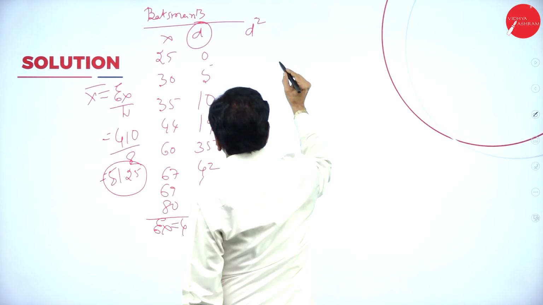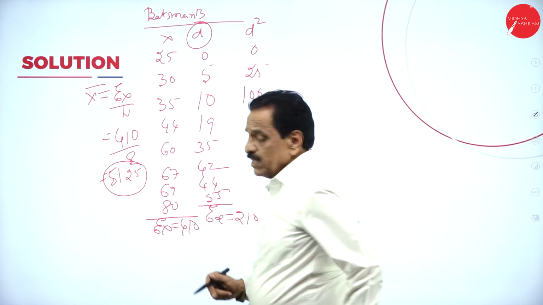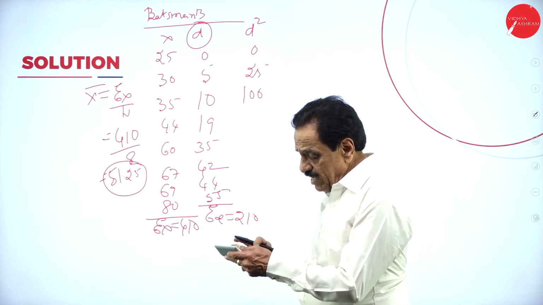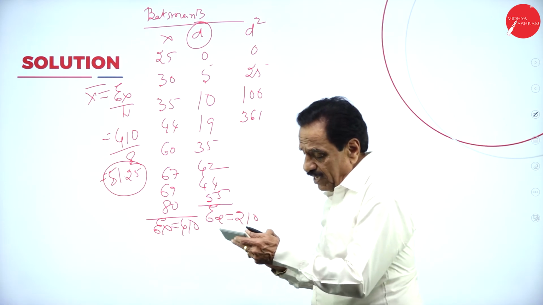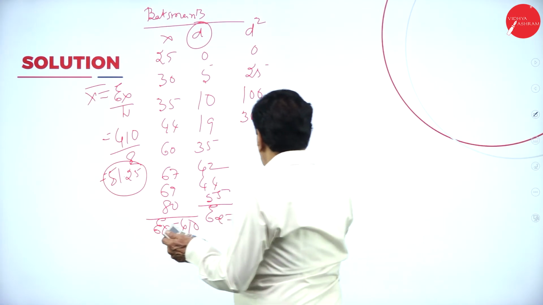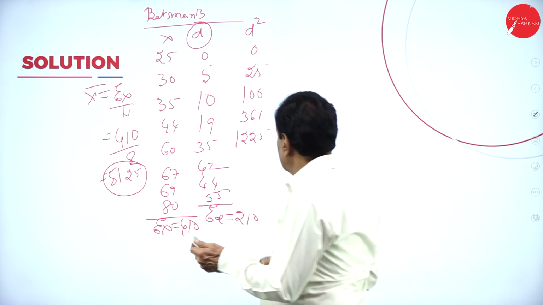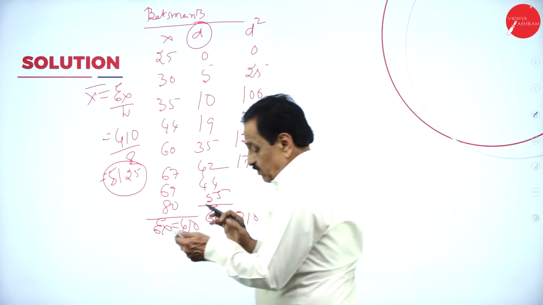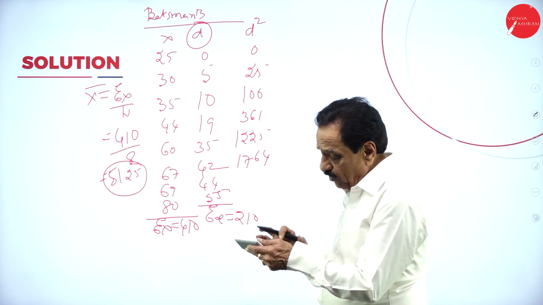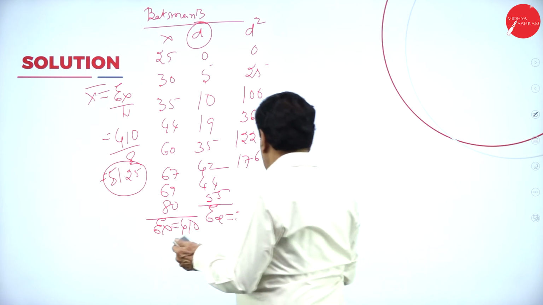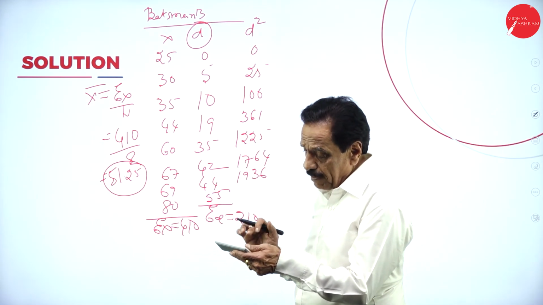Then D square: 0 into 0 is 0, 25, 10 into 10 is 100, 19 into 19 is 361, 35 into 35 is 1225, 42 into 42 is 1764, 44 into 44 is 1936, then 55 into 55 is 3025.